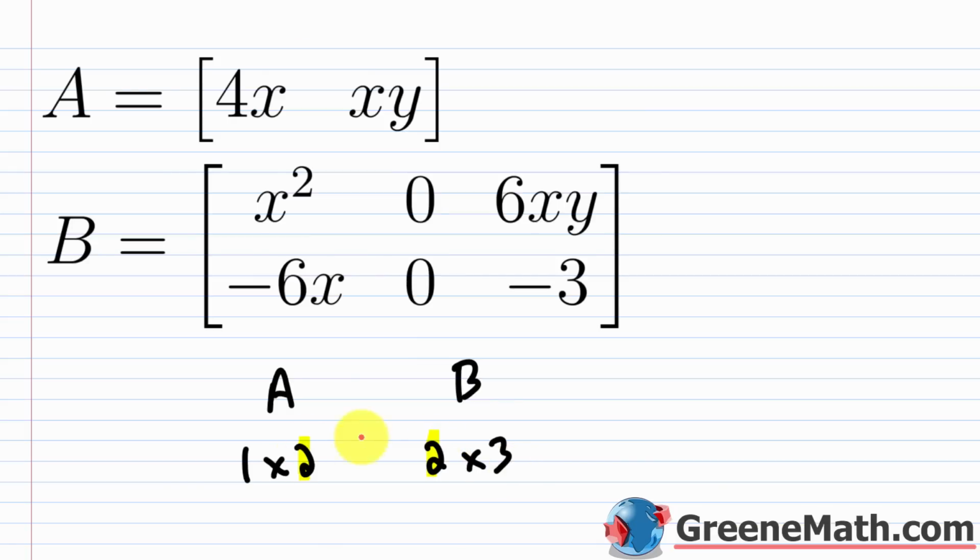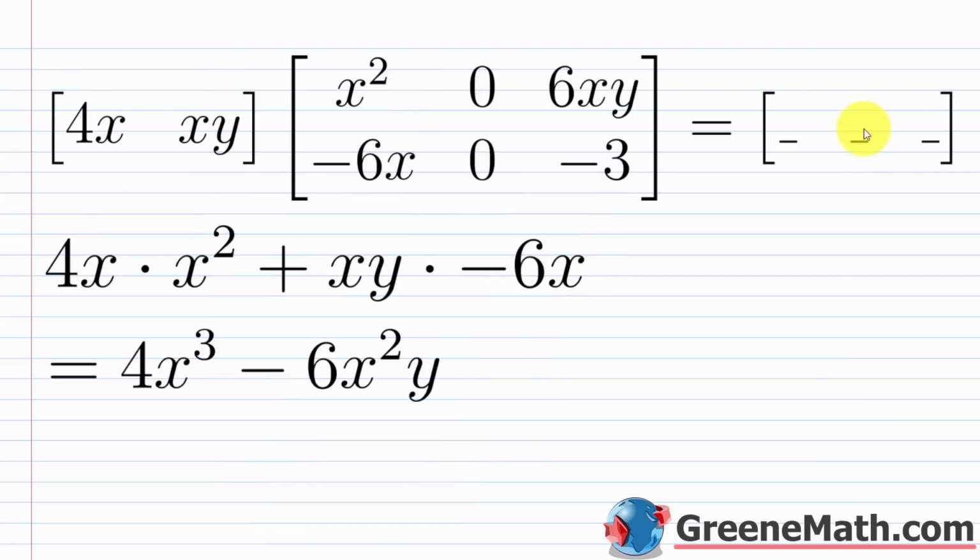So we're good to go. If you want to know the order of the product matrix AB, it's going to be the rows from A by the columns from B. So it's going to be a 1 by 3 matrix. So we have that set up here. So again, just go through and crank this out.